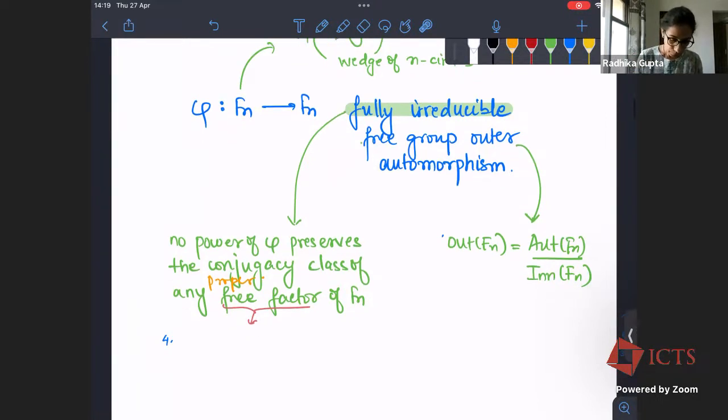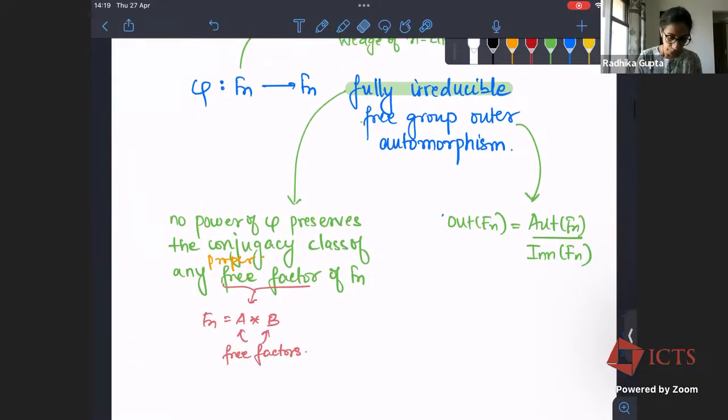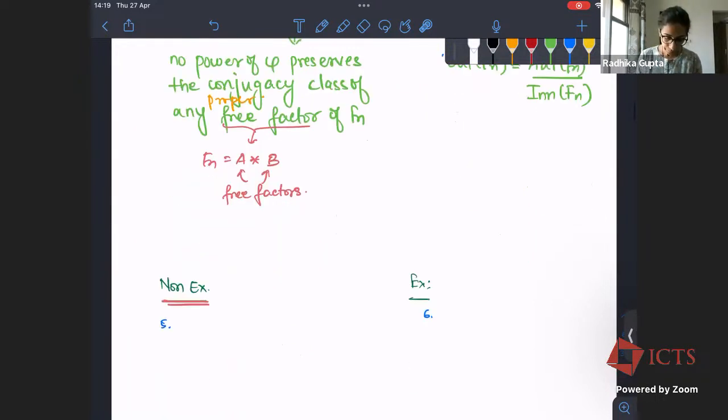And maybe I should say, what is a free factor? A free factor is basically, if I write my free group as a free product of two subgroups, then those subgroups are called free factors. So I'm looking at free group automorphisms, a particular kind called fully irreducible, which are the ones which mix up all the free factors. They don't preserve any free factor.